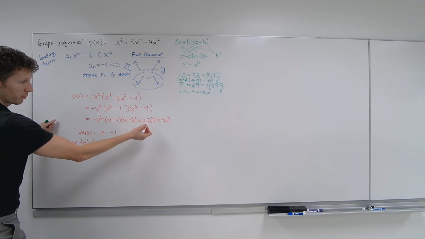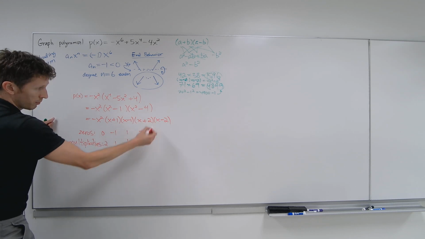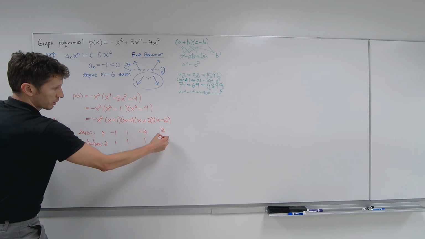How many of them are there? Multiplicity, how many of these factors? X plus 2, there's only one x plus 2. So negative 2 makes it 0, and there's one time. And x minus 2, so again, a 2, and multiplicity is 1.